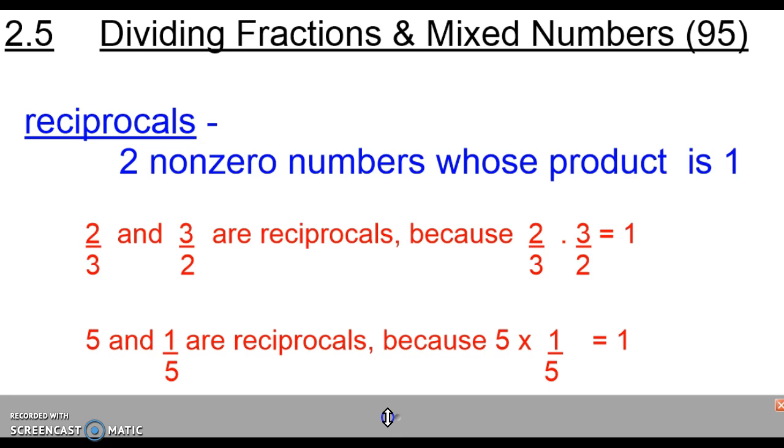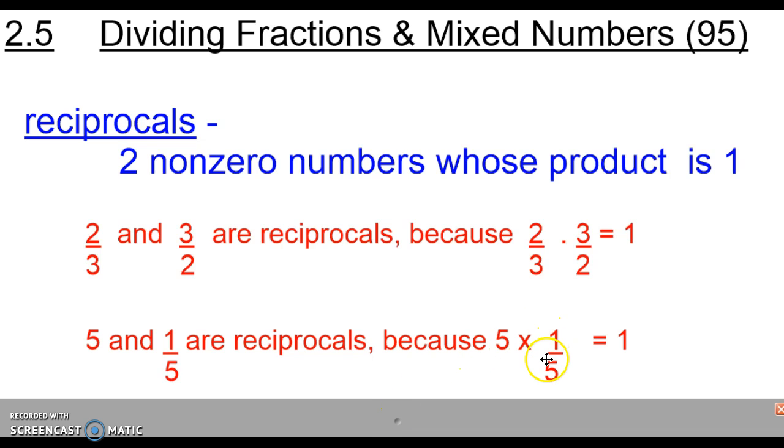So 5 and 1/5 are also reciprocals because 5 times 1/5 equals 1. And if you wanted to, you could turn the whole number 5 into a fraction by making it have the denominator of 1. So now you can see that they took 5/1 and they flipped it to get 1/5. So the reciprocal of the whole number 5 is 1/5.